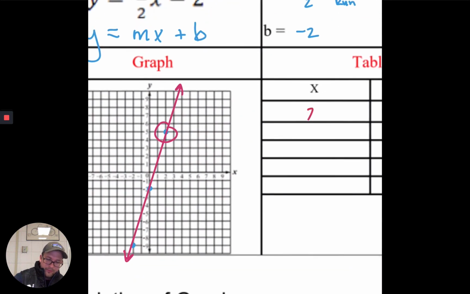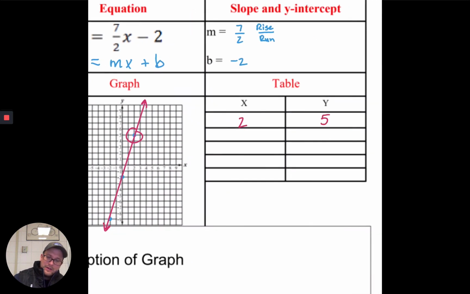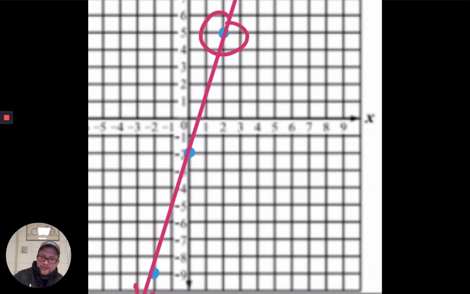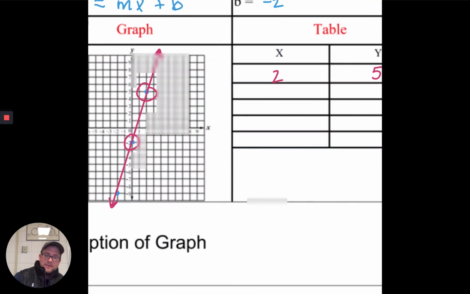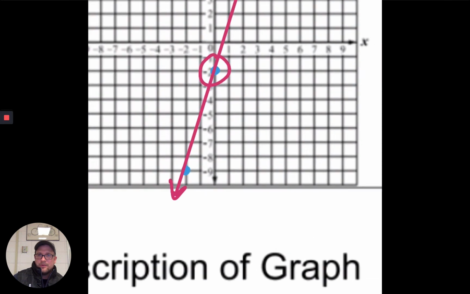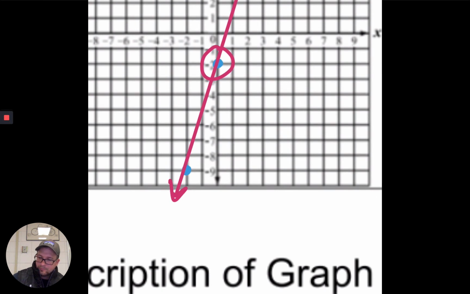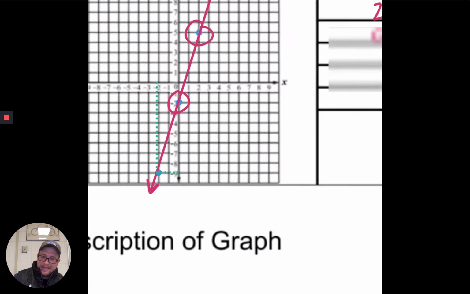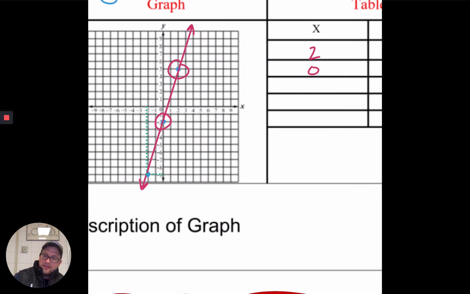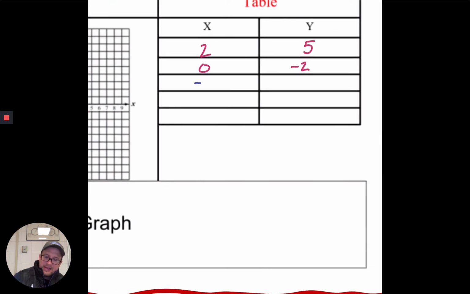The x always comes before the y, so 2, 5. And we're just going to make a value. Down here, when we get to this point, the x value of that point was 0, and the y value was -2. So I get 0, -2. And last but not least over here, it looks like we had an x value of -2, and we had a y value of -9. So we would be able to say that our point is -2, -9.